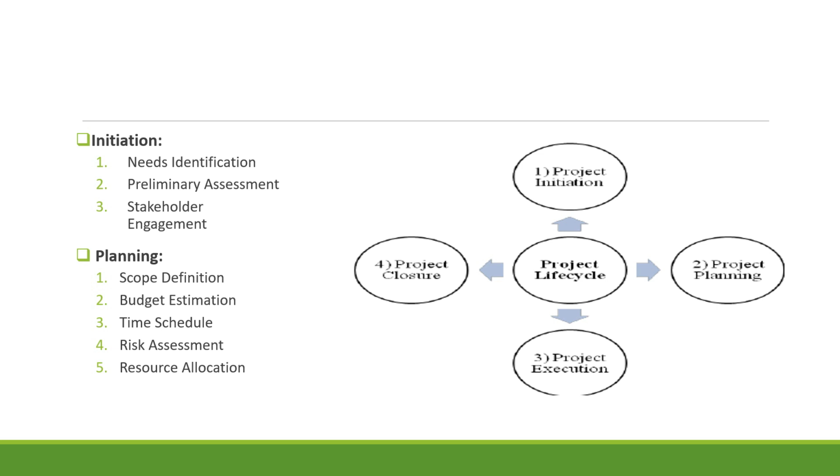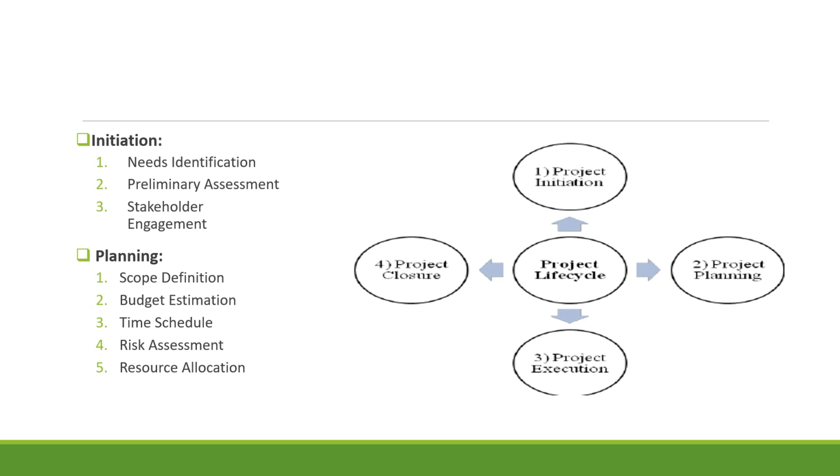Stakeholder engagement. This involves identifying and communicating with parties interested in or affected by the project. Planning. Planning involves scope definition, clearly articulating what the project will and won't cover. Project budget estimation, forecasting the expected cost based on preliminary designs and other requirements. Time schedule, outlining key milestones and the projected timeline for project completion.